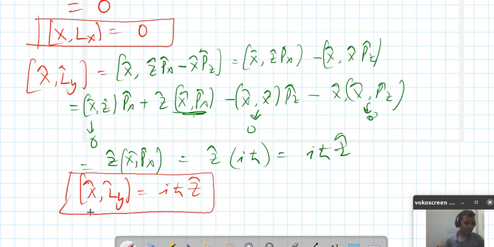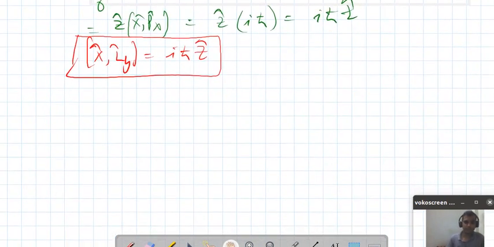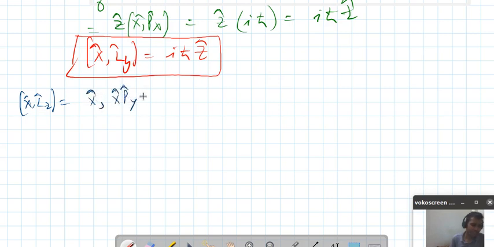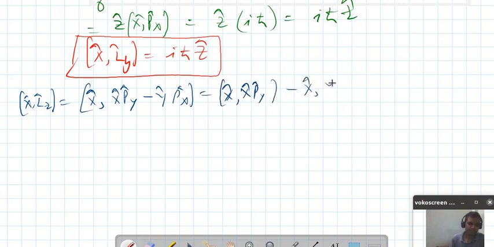Then another result is basically this one, the commutator of x with Lz. Let us have a look at it. It is xpy minus ypx, and let me expand it. So it is xpy minus x, it is ypx.